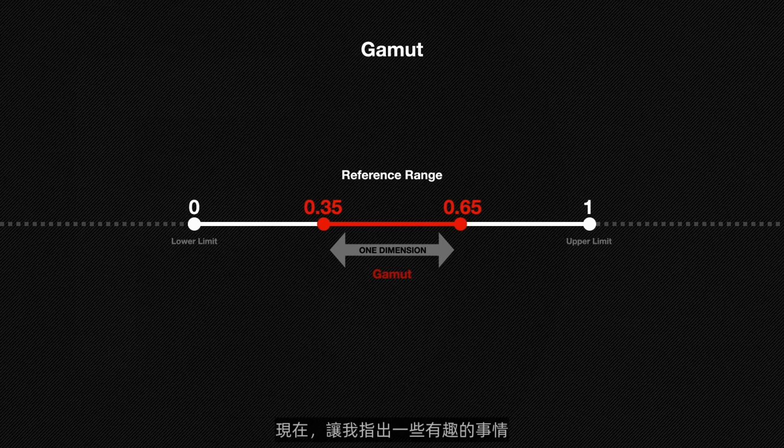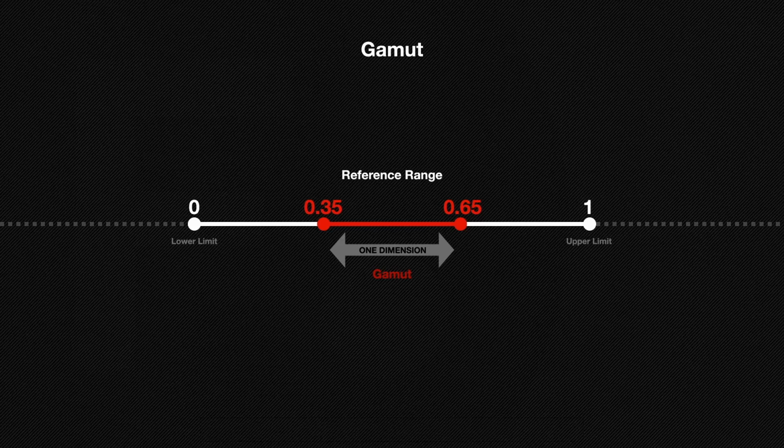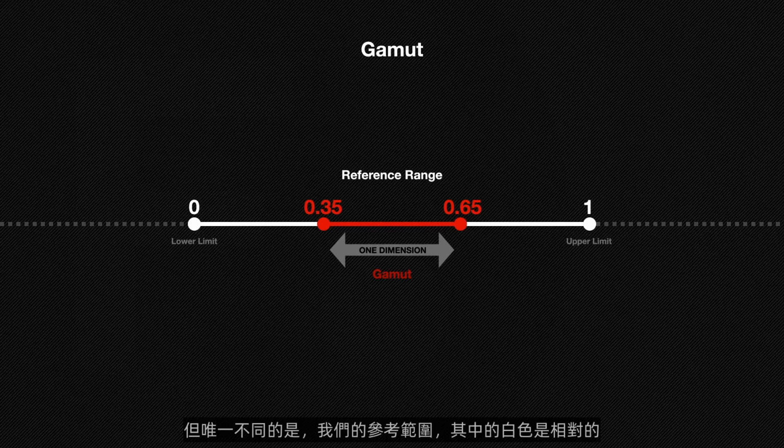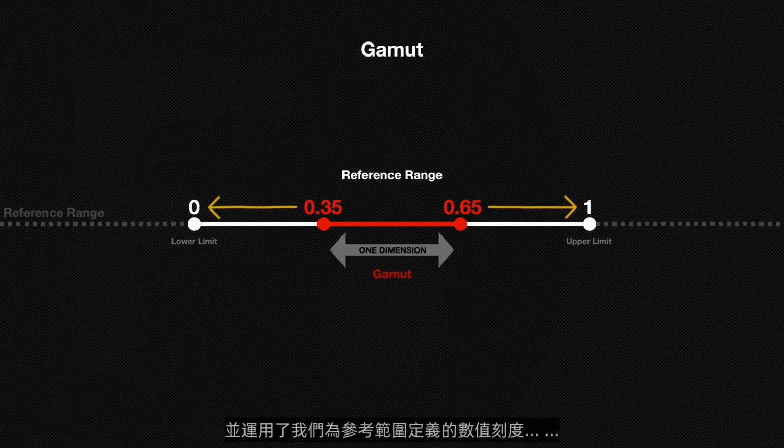Now, let me point out something interesting to note. Think about what we call the reference range. Isn't it itself a gamut, in reference to the first gray dashed straight line? The only difference is that our reference range, the white line, was relative because we positioned the values arbitrarily in relation to the dashed line, while the red gamut was established in absolute terms using the numerical scale we defined for the reference range.